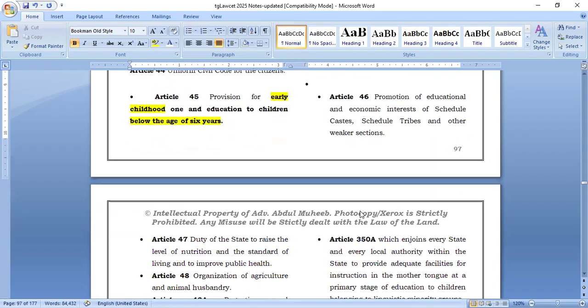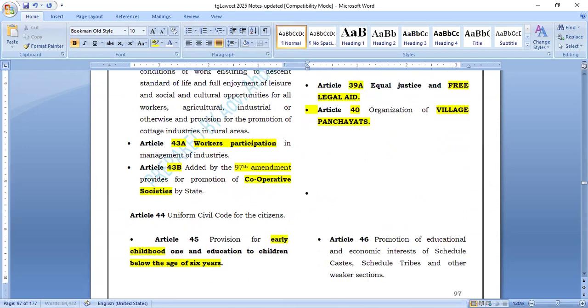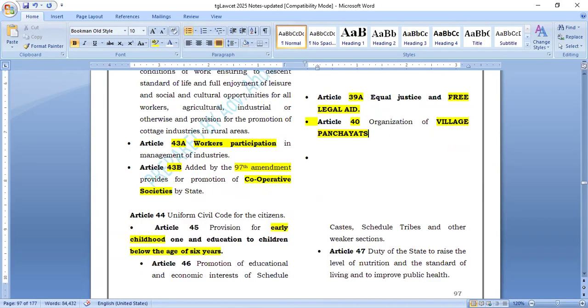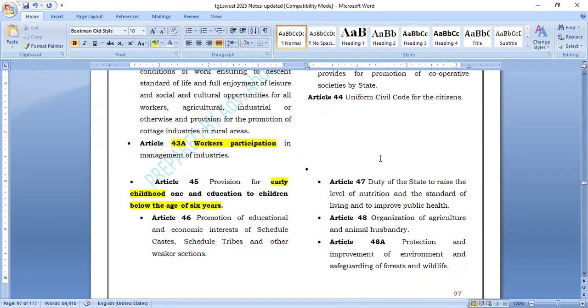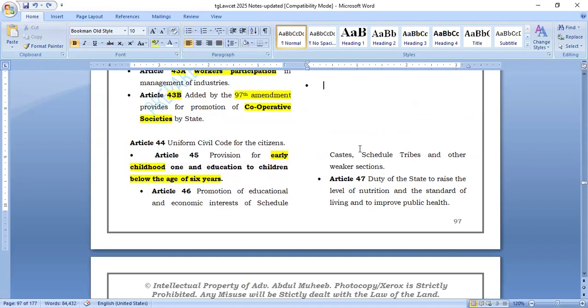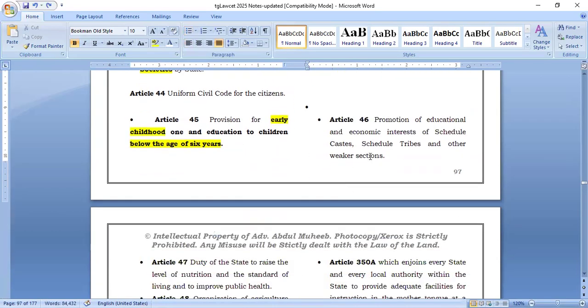Article 46: promotion of education and economic interest of Scheduled Castes, Scheduled Tribes, and other weaker sections. SC, ST and other weaker sections, remember it by saying it aloud, sir.